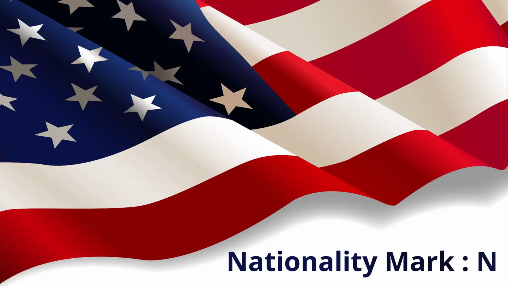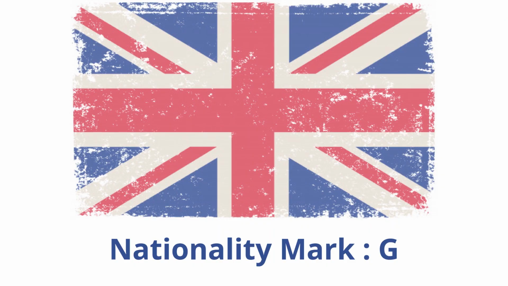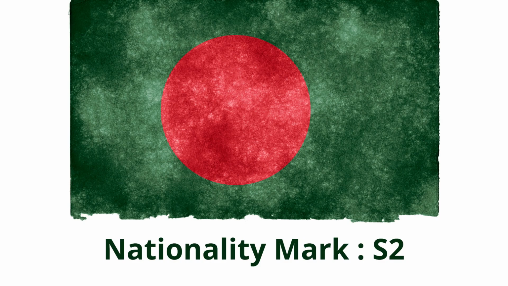For USA, the nationality mark is N. For United Kingdom, the mark is G. For Bangladesh, the nationality mark is S2. In Bangladesh jurisdiction, Rule 179 of the Civil Aviation Rules 1984 prescribed elaborate provisions regarding location of these marks.